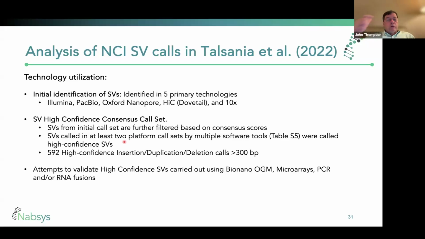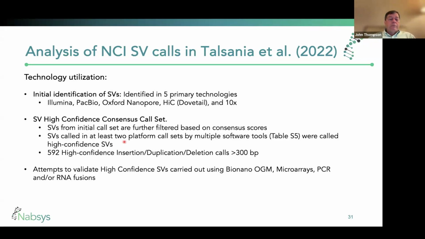So what they had done was to identify structural variants, tumor versus normal cells, using Illumina, PacBio, Oxford Nanopore, Hi-C, and 10x Genomics. So that gave them a list of structural variants, and then they cut that down to what they called high confidence structural variants. So all you had to do was have two platforms agree, so that there were over 1,700 structural variant calls in the high confidence set.